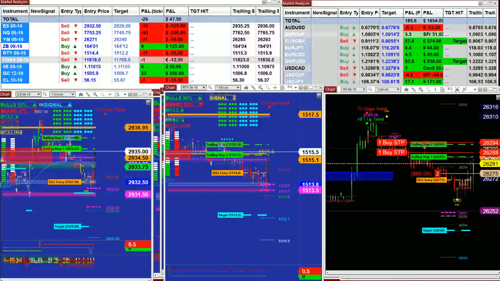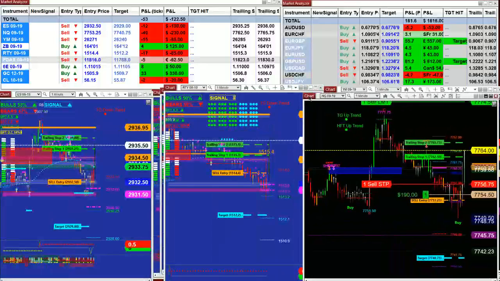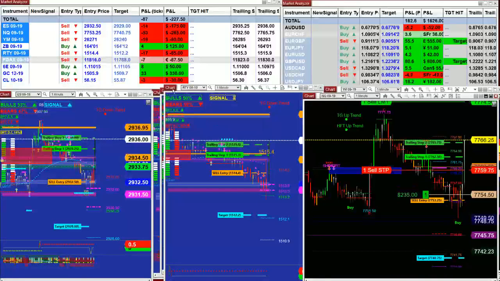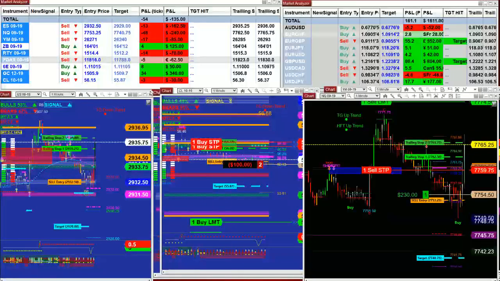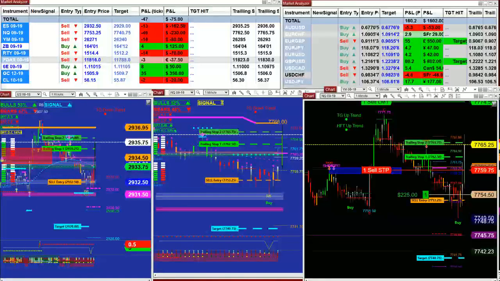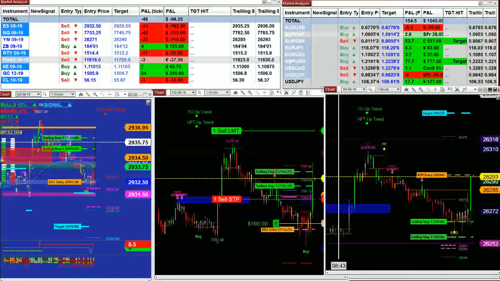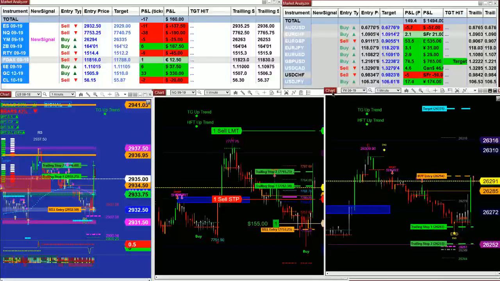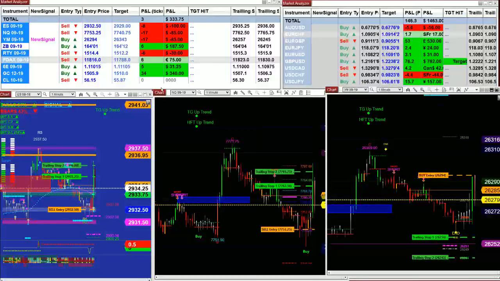The ES is about to change signal. The whole market has a new signal coming out. The whole market just went the opposite direction, and let's see what's going on. Everything is closed. Everything is closed.